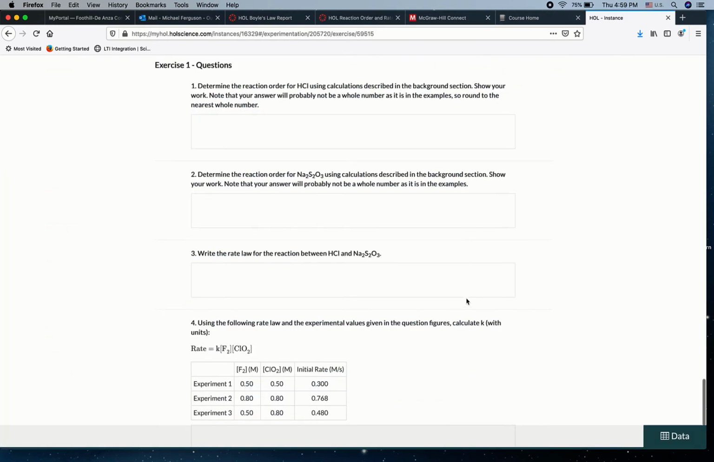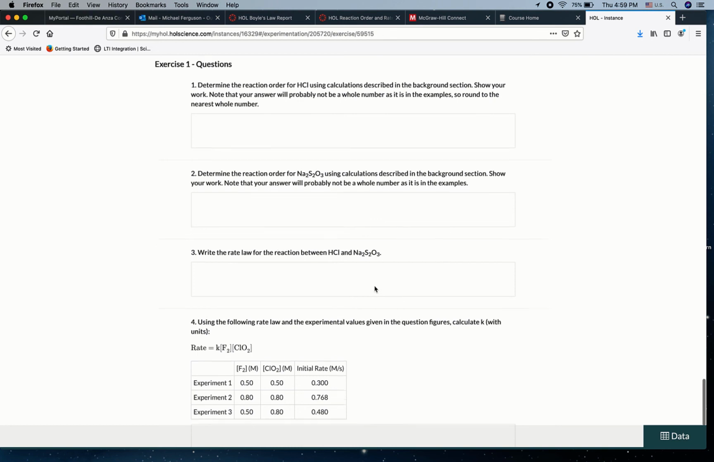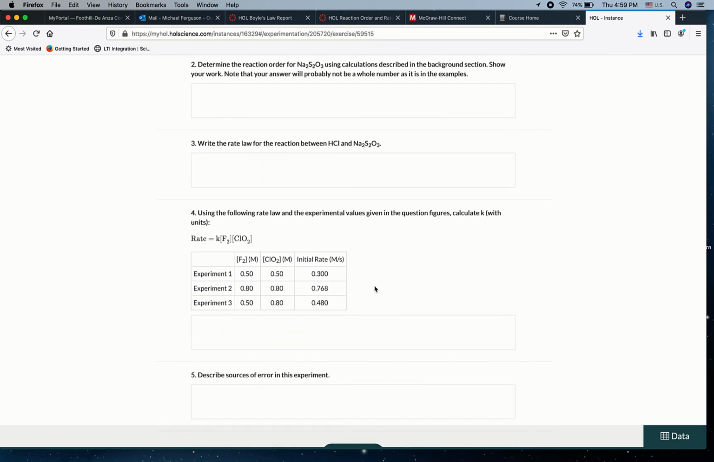So here are the questions, and these are also the questions in this reaction order here. Figure out the order for hydrochloric acid and sodium thiosulfate. And then from that, you can write the rate law. And using this rate law, calculate K. So you also need to calculate the rate constant for this one. And this just shows you how you do it.